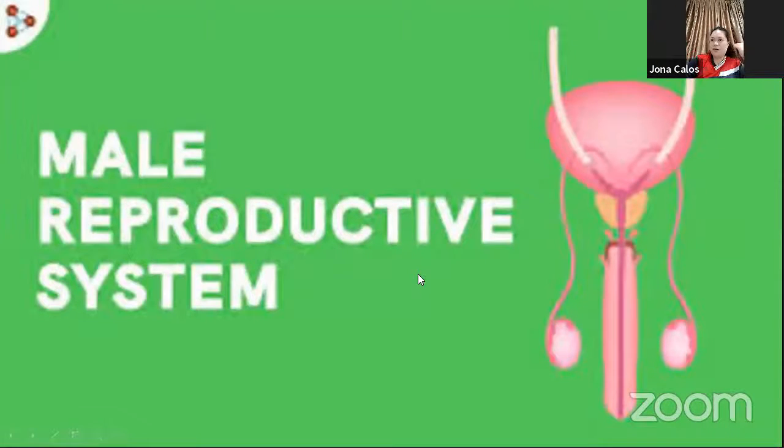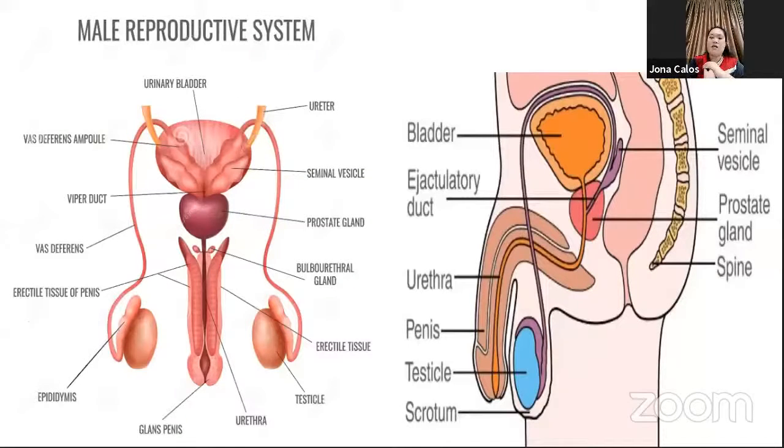Okay, so let's start with the male reproductive system first. Here is the general overview of how it looks. For the front side, this is how it looks, and on the side here. So here are some of the parts of the male reproductive system.